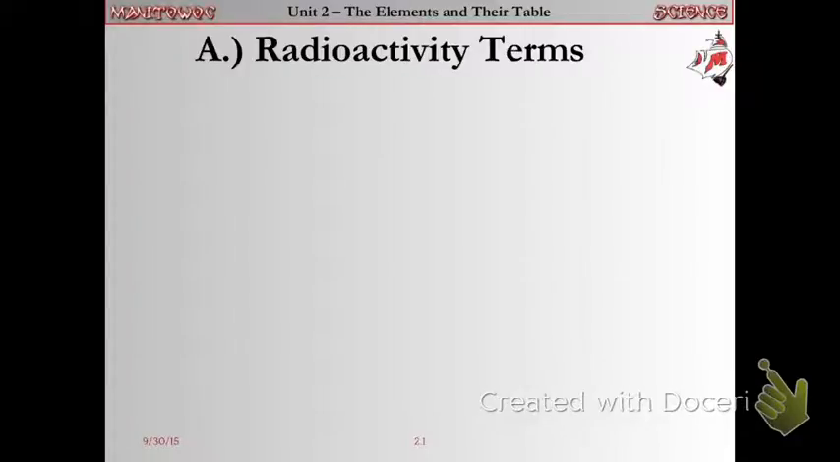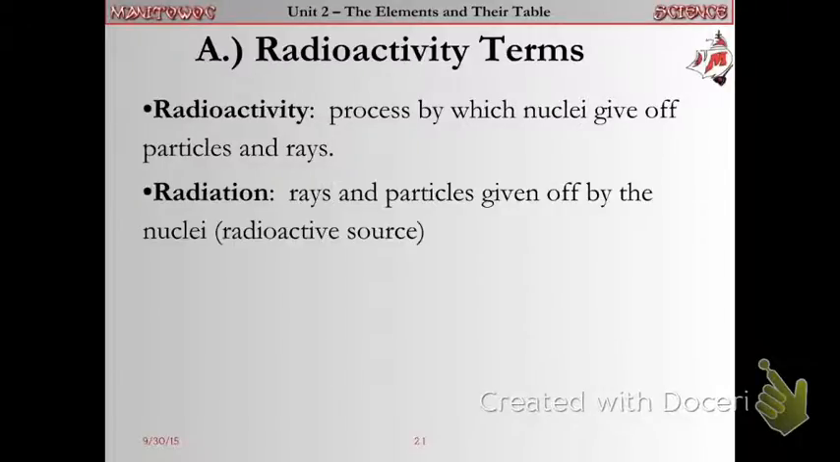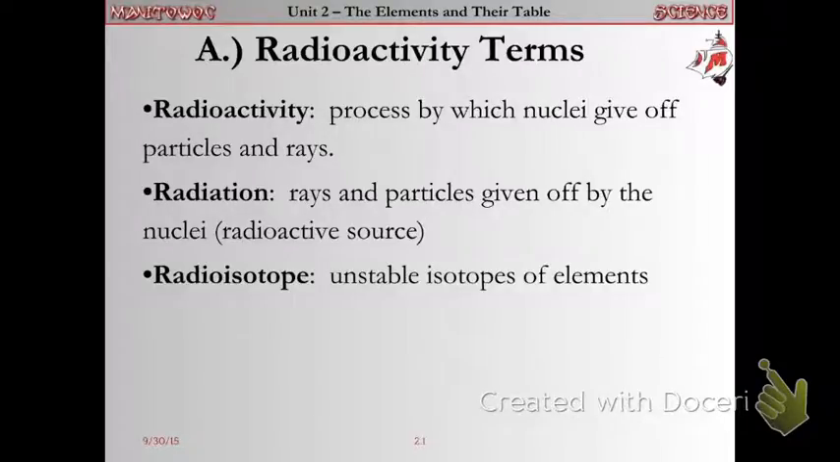So let's get a couple of terms out of the way first. Radioactivity is simply the process by which nuclei give off particles and rays. When we talk about radiation, we're talking about those specific rays and particles that have been given off. So radioactivity is the process by which the particles are given off, and radiation is those particles and those rays themselves. If something's a radioisotope, that just means that it's an unstable isotope of an element.